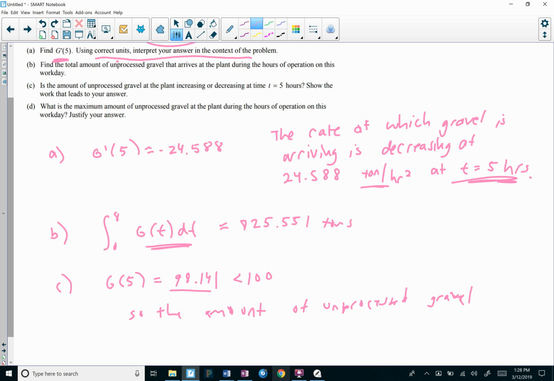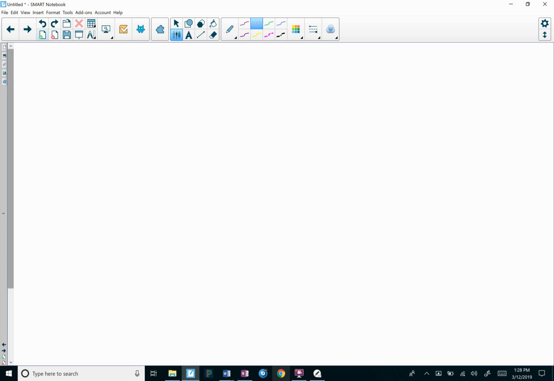That says the amount of unprocessed gravel is decreasing, because it's arriving less than how fast you're processing. You're processing more than is coming in. So the actual amount of gravel is decreasing. Okay. Part C was worth 2 points. Okay. Part D, a lot of people miss this.